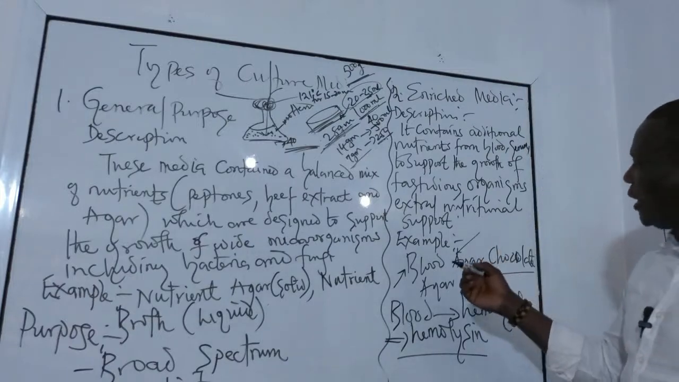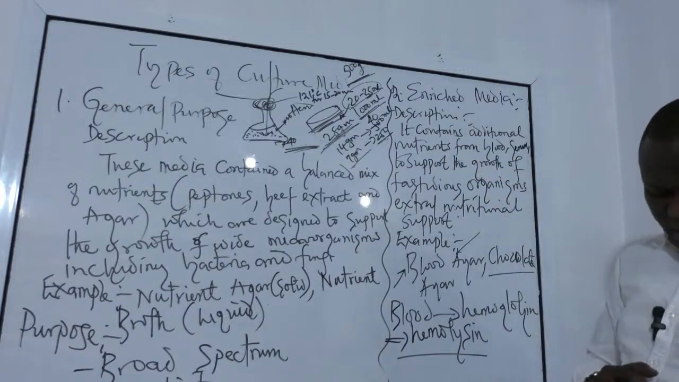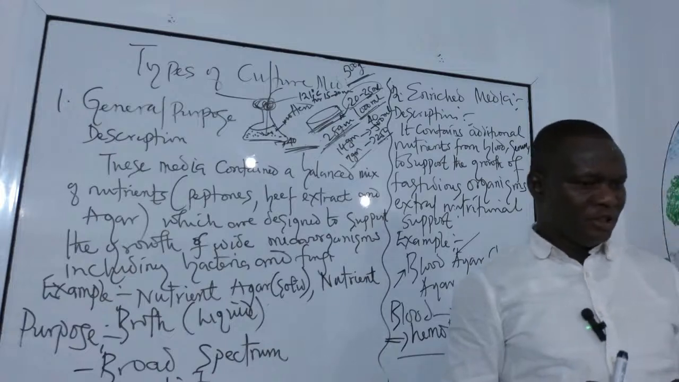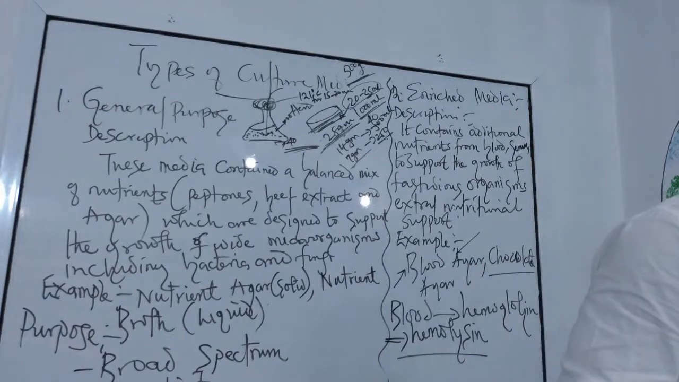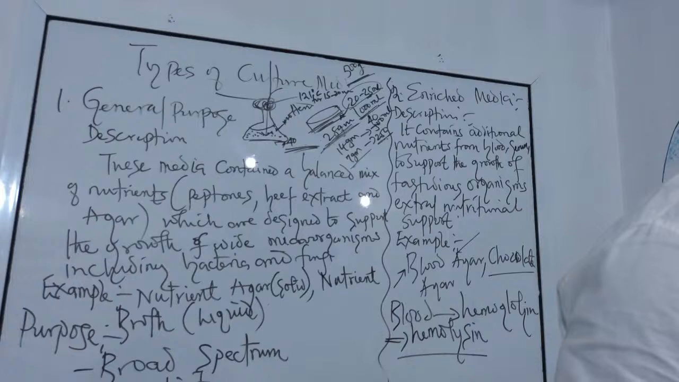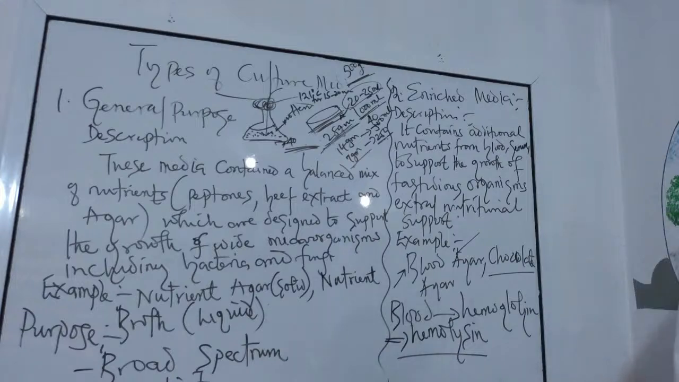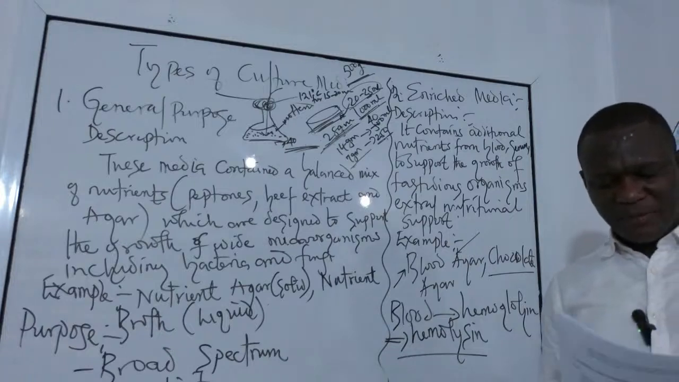So then the second one, just like I told you, is enriched media, and we are going to see this as we continue. Let's take one more so that it is not too much for you to assimilate. And that one we are going to pick is number 3, which is selective.